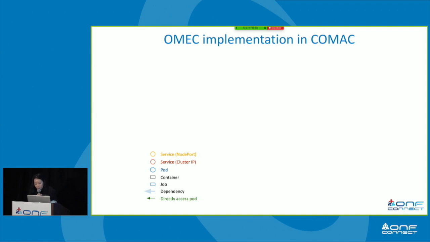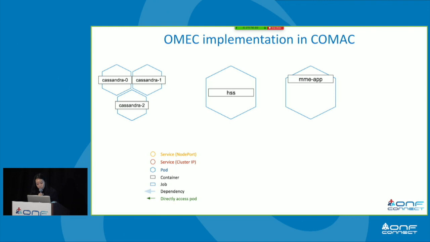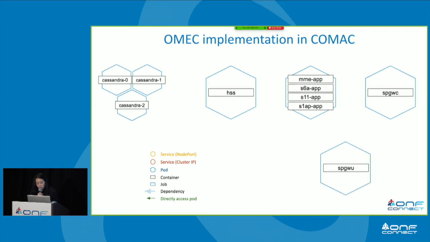So this is the last slide of my presentation. Let's see more details of how OMEC is implemented as Kubernetes resources. First, let's assume that we have a successful deployment of the Cassandra cluster for HSSDB. Currently, all OMEC resources are implemented as a stateful set and do not support multiple instances yet. Each pod runs one or more containers inside it. This is the MME pod, this is the SPGW-C pod, and this is the SPGW-U pod.